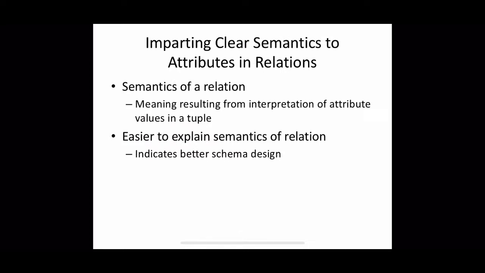The first guideline is about attribute semantics. What do we mean by the semantics of a relation? It is the meaning resulting from the interpretation of attribute values in a tuple. Whenever we group attributes to form a relation schema, we assume that attributes belonging to one relation have a certain real world meaning, and a proper interpretation is associated with those attributes. So when we go through the attributes of a particular relation, the corresponding semantics should be clear. That means it is a better schema design.